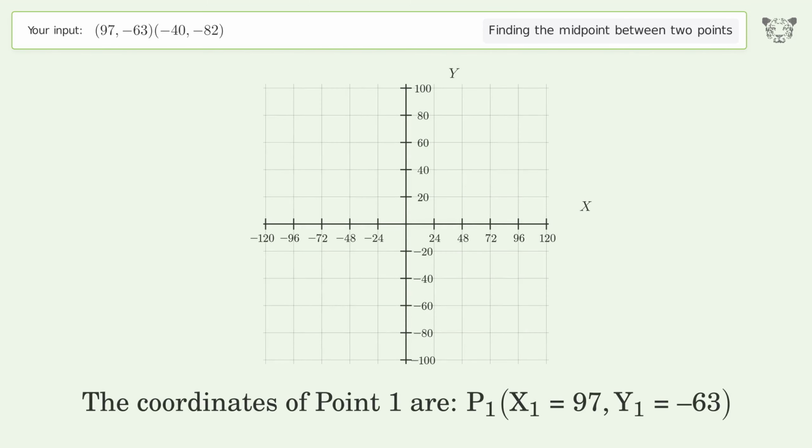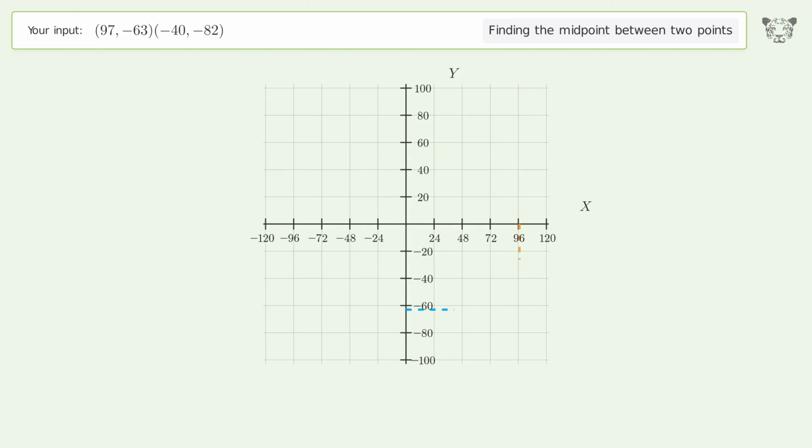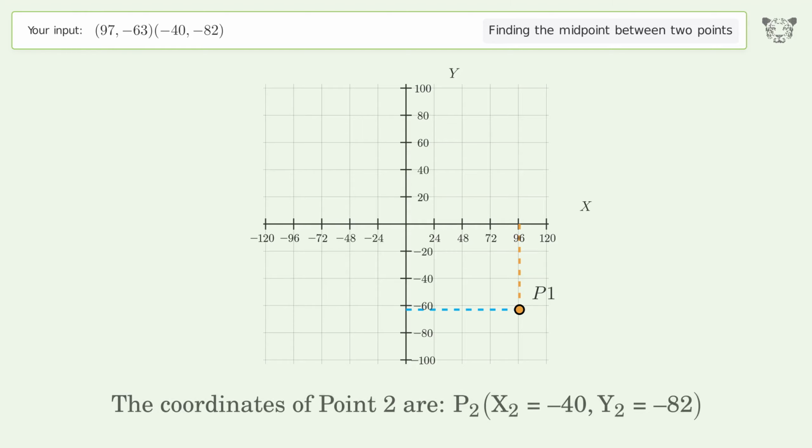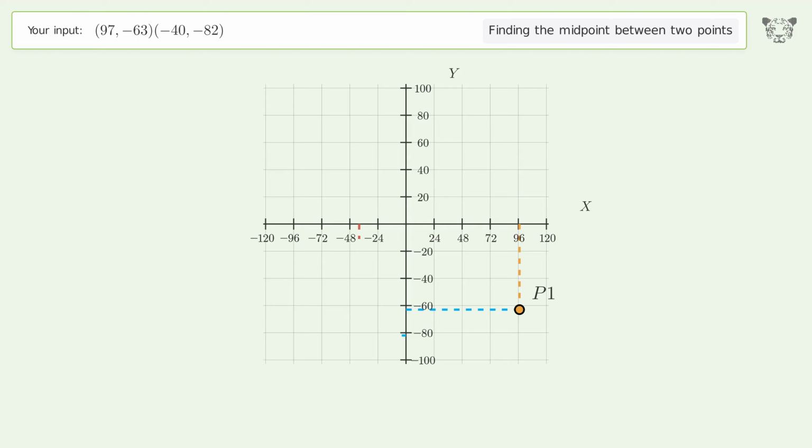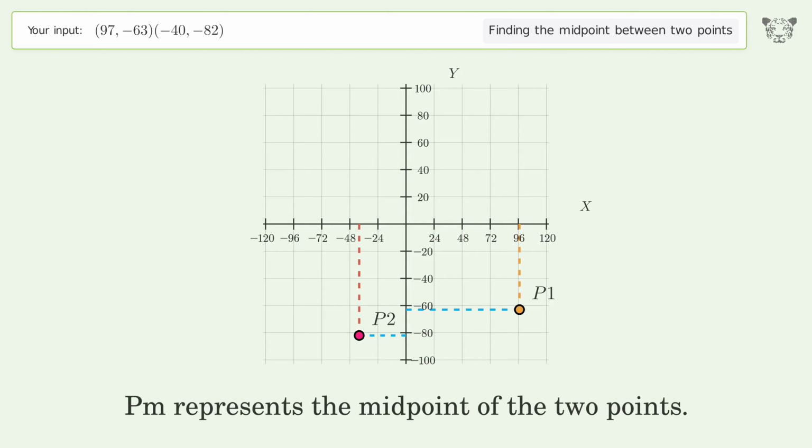The coordinates of point 1 are, x1 equals 97, y1 equals negative 63. The coordinates of point 2 are, x2 equals negative 40, y2 equals negative 82. PM represents the midpoint of the 2 points.